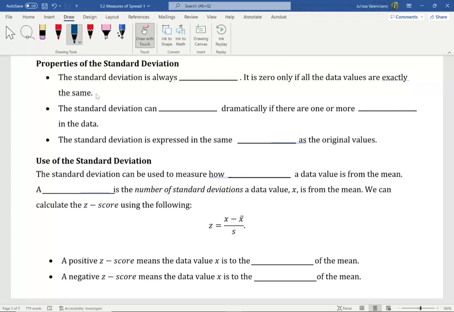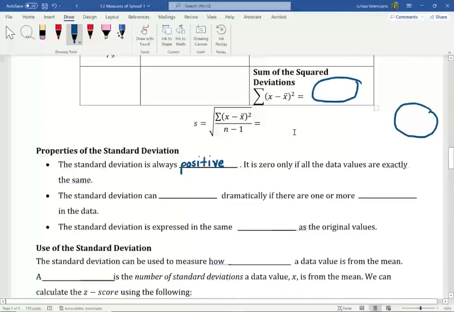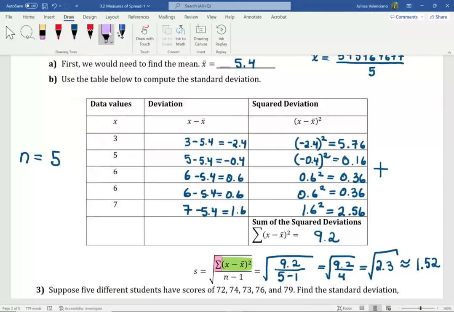Now, I want to mention a few properties of the standard deviation. The first one being that the standard deviation is always equal to a positive value. Let me refer back to the example we did together. Whenever you square a value, you're going to get a positive value. So the square deviations are all going to be positive. When we add all those positive values, we get a positive value.